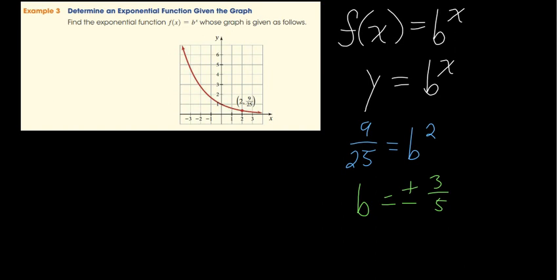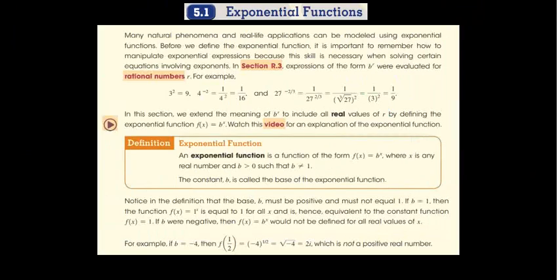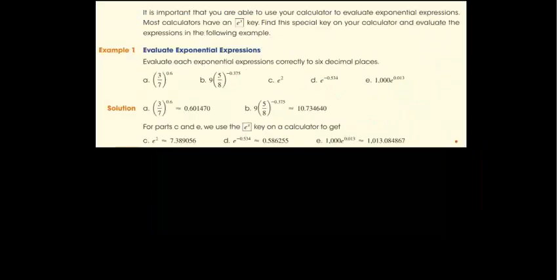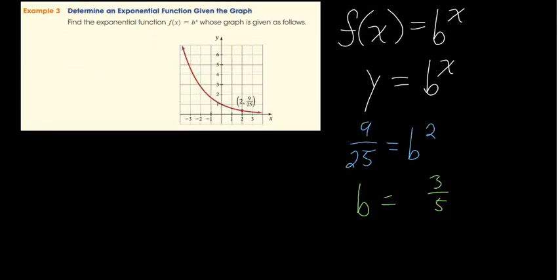Well, if I have to figure out what b is, and I have two possible solutions here, plus or minus. Well, let's go back to the very beginning. This definition states that b must be greater than 0. So that tells us exactly what this b has to be, and it must be the positive component of it. So it's just going to be b is equal to 3/5.